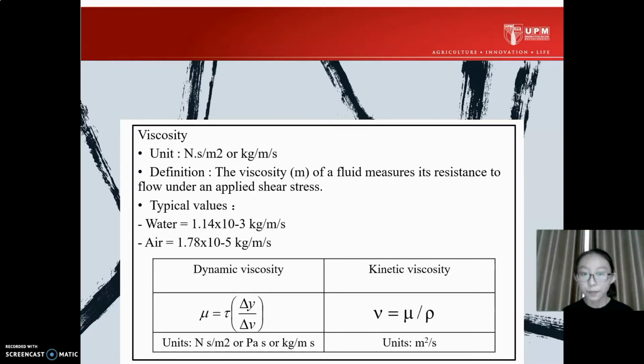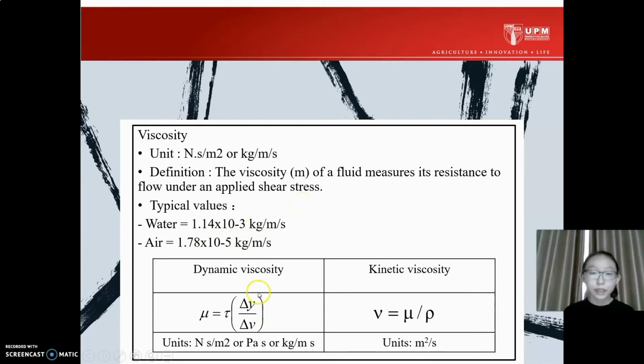For the viscosity, unit is equal to Newton times s per meter square or kilogram per meter per second. The definition is the viscosity of a fluid measured as resistance to flow under an applied shear stress. The example is water equal to 1.14 times 10 power of negative 3 kilogram per meter per second. Air is equal to 1.78 times 10 power of negative 5 kilogram per meter per second.